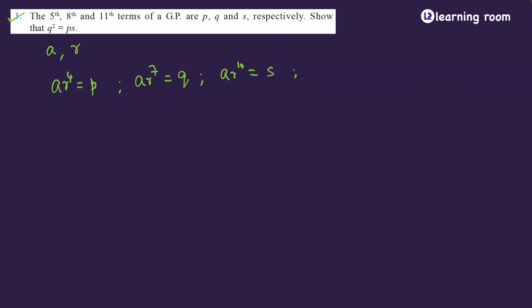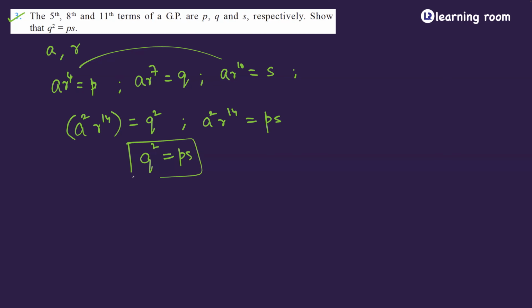I think it is very simple. Just square on both the sides. If I square on both the sides, A square R power 14 is equal to Q square. Multiply P and S: A into A is A square, R power 4 into R power 10 is R power 14. So the right hand side is P into S, which is A square R power 14. Here also A square R power 14. Since the LHS is the same, the RHS should be the same. The answer is Q square is equal to PS. That's it.